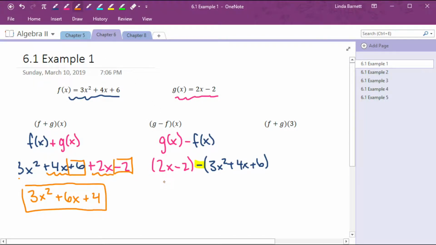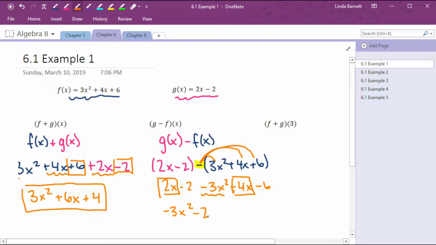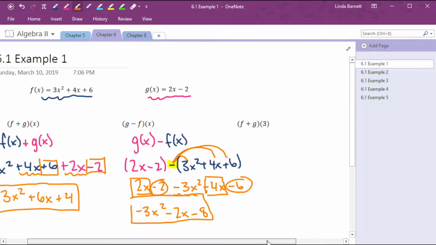So this is going to become 2x minus 2 minus 3x squared minus 4x minus 6. So we're distributing that negative to every term inside that second function. And now we're going to do the same thing and combine like terms. I only have a negative 3x squared. Now I have a 2x and a negative 4x. So that's going to become negative 2x. And the negative 2 and the negative 6 is going to become minus 8. And that's my answer.